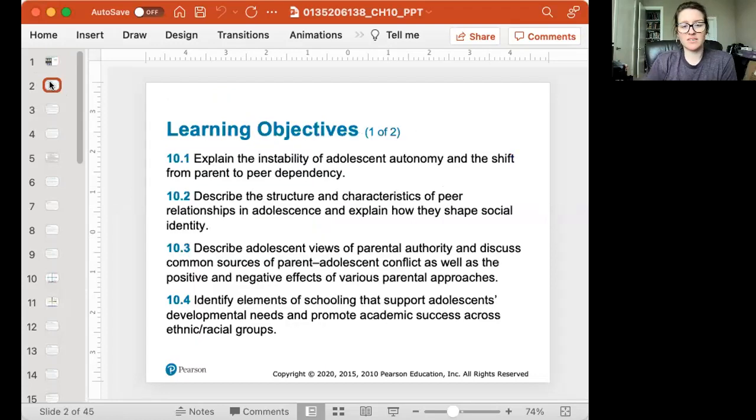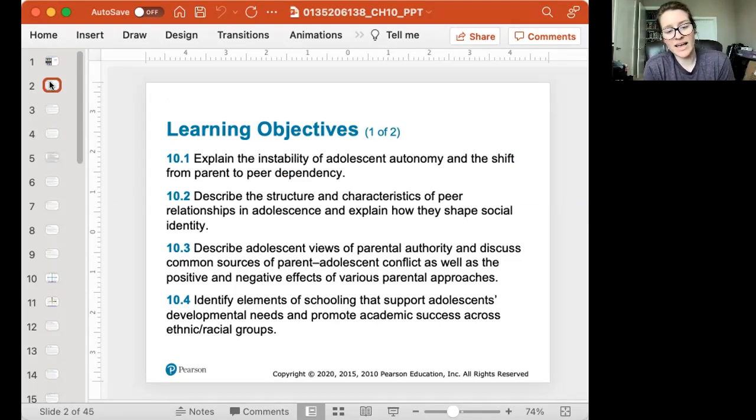Learning objectives. There are 2 slides of objectives here. First, explain the instability of adolescent autonomy and the shift from parent to peer dependency. Second, describe the structure and characteristics of peer relationships in adolescence and explain how they shape social identity. Third, describe adolescent views of parental authority and discuss common sources of parent-adolescent conflict, as well as the positive and negative effects of various parental approaches.